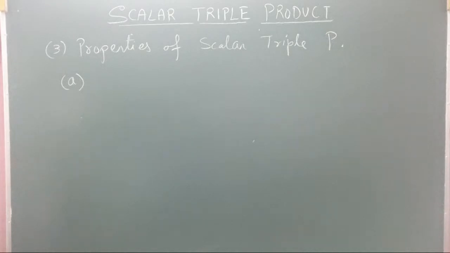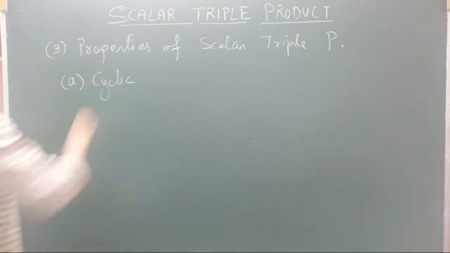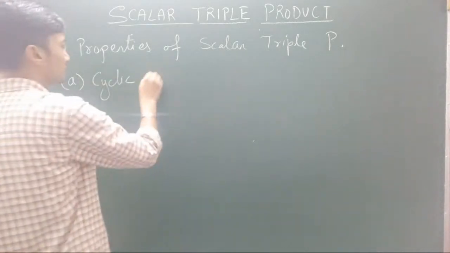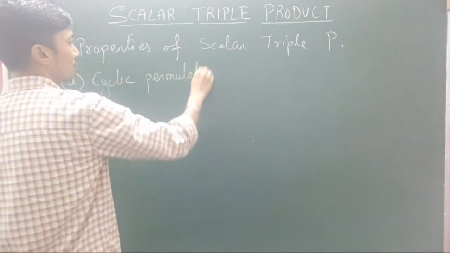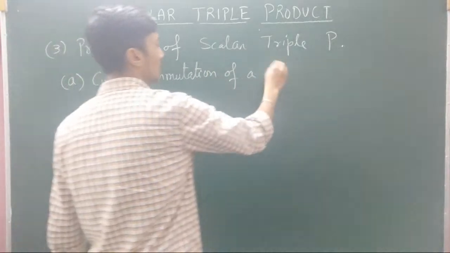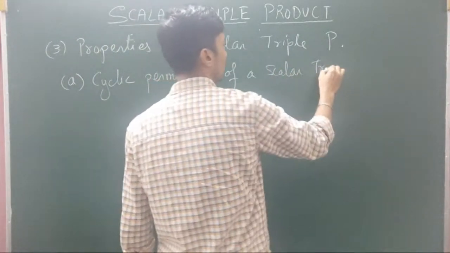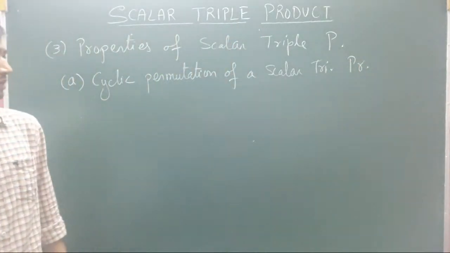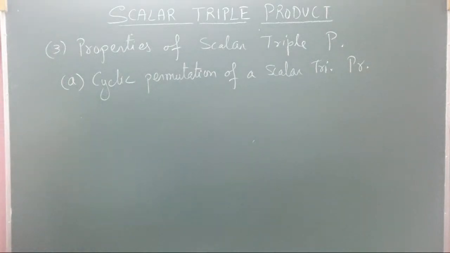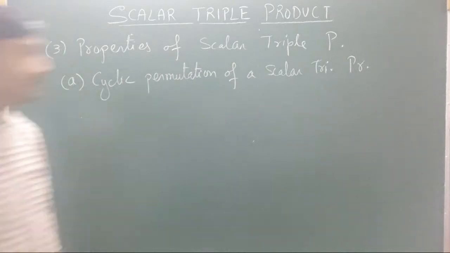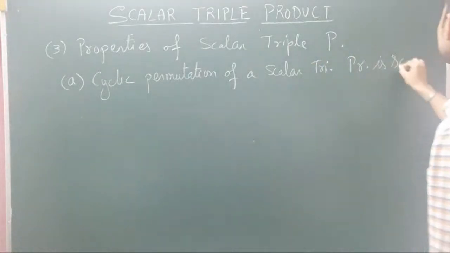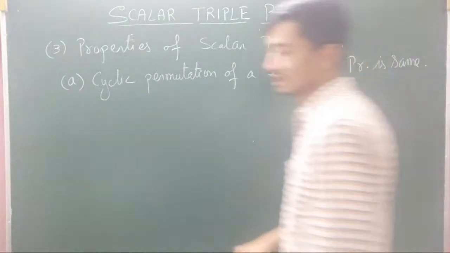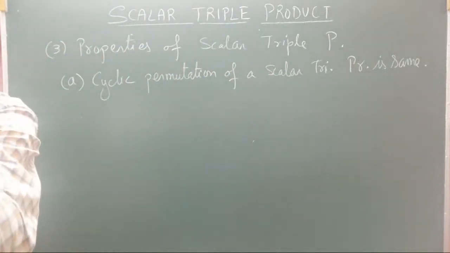All right. Properties of scalar triple product. The first property, very important property, that is cyclic permutation. Cyclic permutation of a scalar triple product is same.